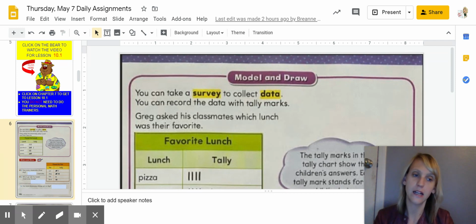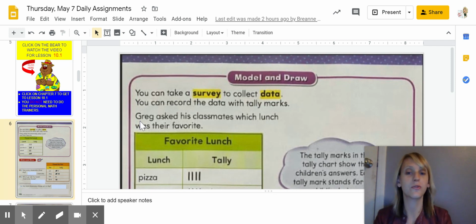You could be asked, like Greg is going to ask a question about lunch. You can be asked what your favorite movie is, where your favorite place to go is, what your favorite thing to play on at the park is. A lot of things that you can be asked. So that's a survey, asking questions, and from this survey they collect data. That is just the knowledge that they get from the survey.